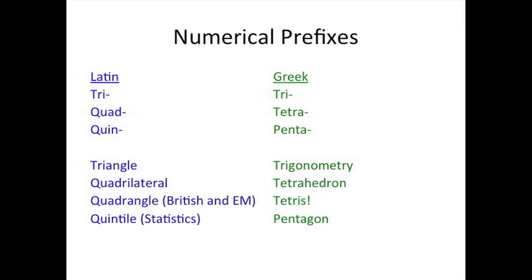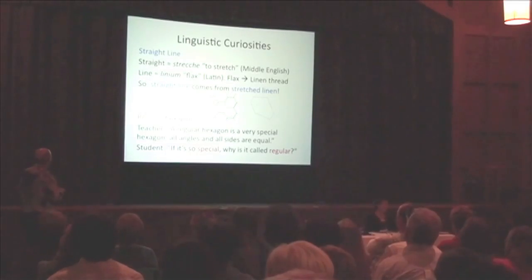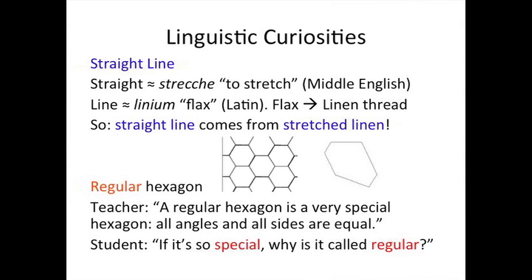Then there are prefixes, Latin and Greek. Kind of interesting, quadrilateral is what we say. In Britain, they say quadrangle. Boy, that goes fast. Straight line. Here's straight line. It's the same root as stretched linen. That's where it comes from.